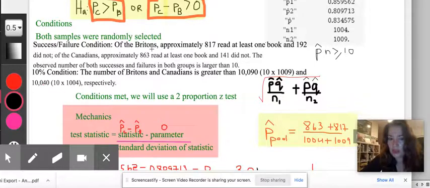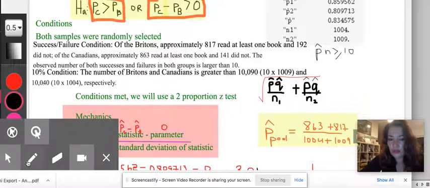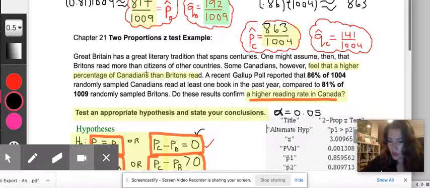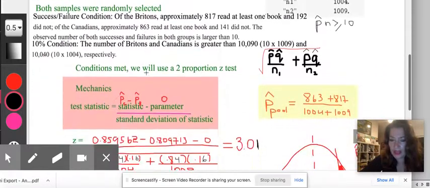So basically the results are written in paragraph form. If we look at the first fraction, the first proportion is 863 over 1,004. If I multiply p hat times n, we're just left with 863. And here, if I multiply by n, we're just left with 141. So we're just left with the numerators if we're multiplying by the same n.